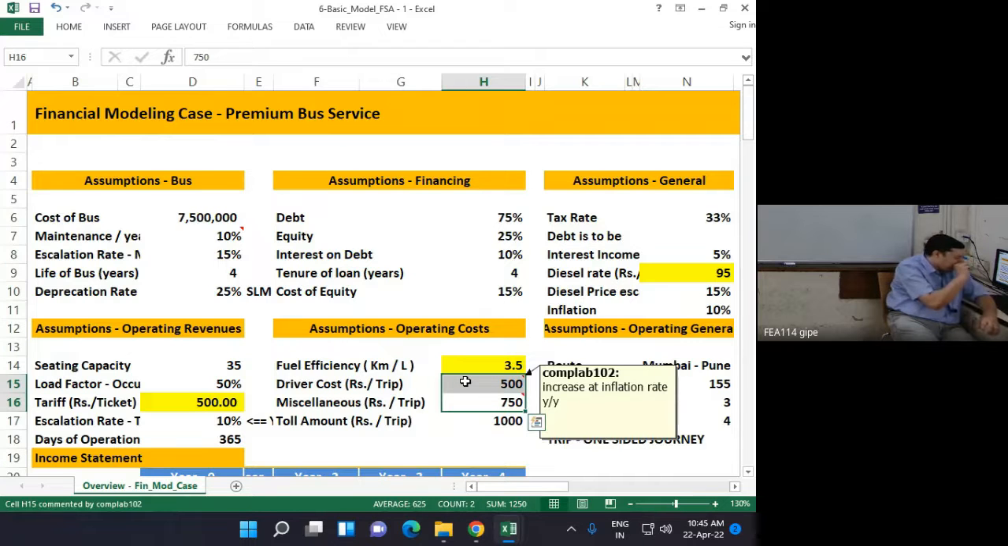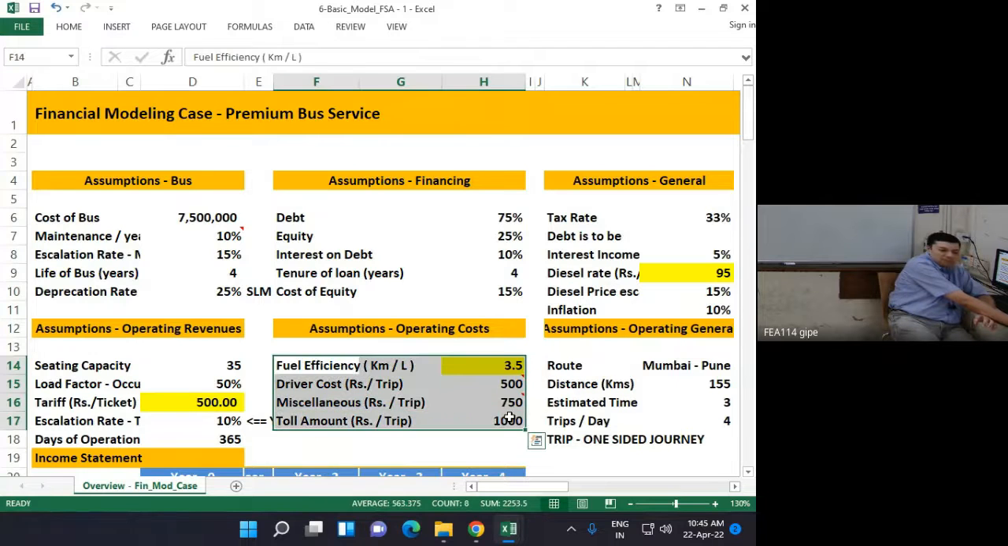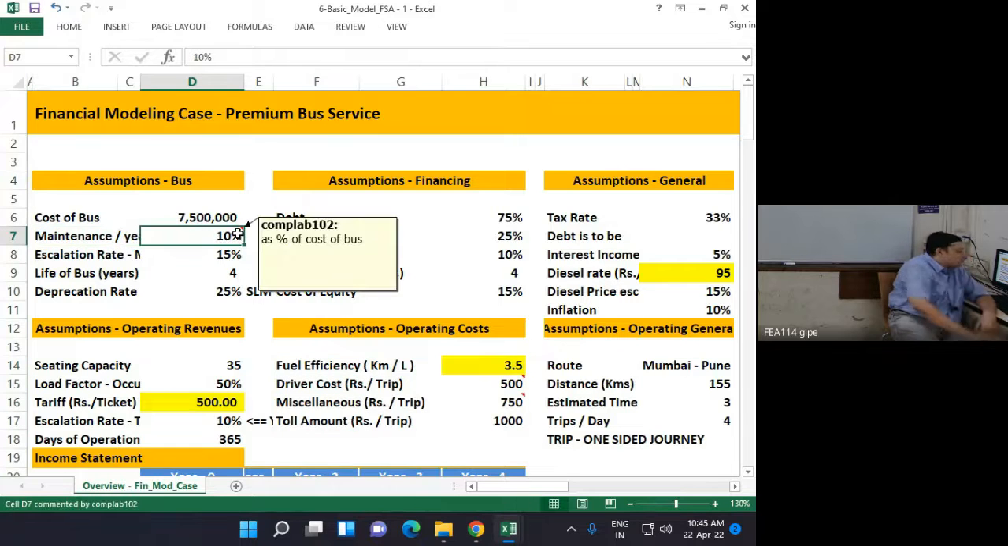You can hover over that cell and that red option will show the comment shown there, which is inflation year on year. Again, inflation to be applied from year 2. So these are my direct operating expenses. Apart from that, I will have to maintain the bus. Bus maintenance cost will be 10% of cost of bus for the first year.